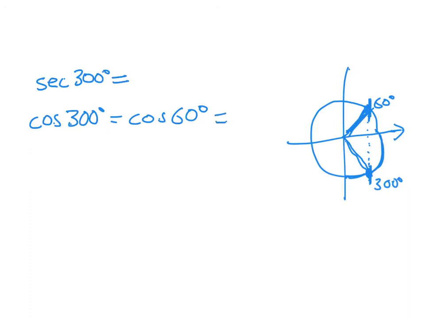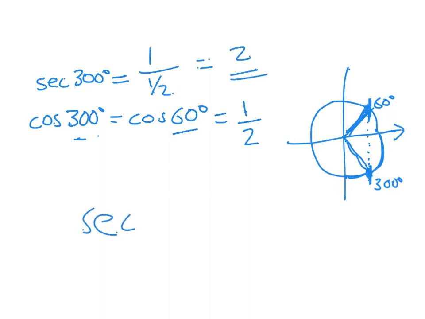Now, it's one of your principal values. It's one of your key values. Cos of 60 is a half. So cos of 300 is a half. Sec of 300 must be 1 over a half then. It's the reciprocal, which is 2. So sec of 300 degrees equals 2.